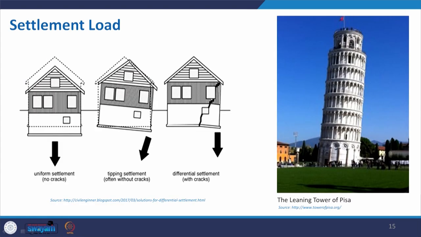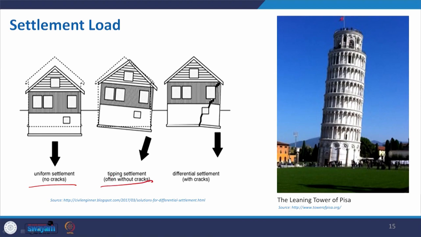So, as I mentioned, if it is uniform settlement, your building will settle, and all buildings settle very slowly if the soil is not compact, so there is no damage. But when it is a tipping settlement, then the building will tilt. And if your building is having differential settlement, where there is no fixed settlement, it will crack. A tipping settlement example is the Leaning Tower of Pisa.